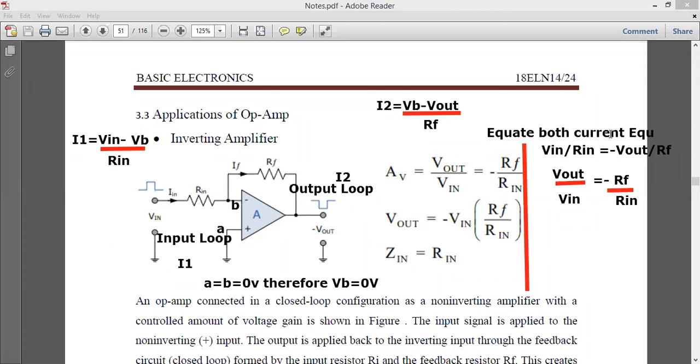Okay, equate both the equations. Then after equating, rearrange the terms, you will get the equations. If you want to find only the output voltage V out, simply you put this V in here. So if you put this V in here, you will find output voltage, that is V out is equal to minus RF multiplied by V in, divided by what remains? Only R in. So this gives you the output voltage of the amplifier.